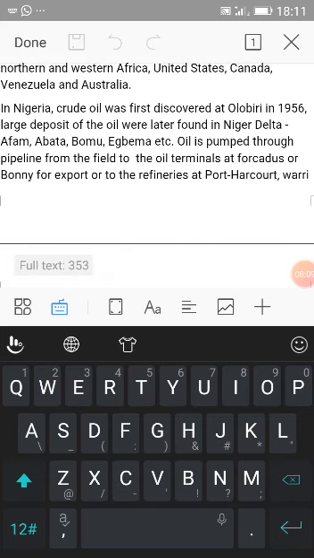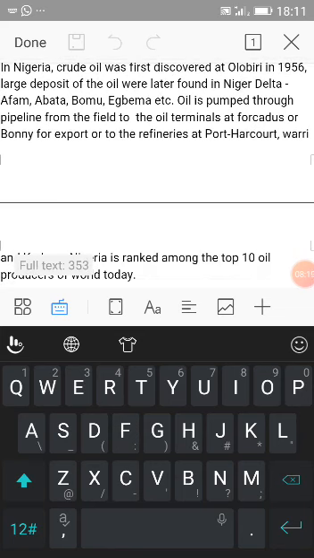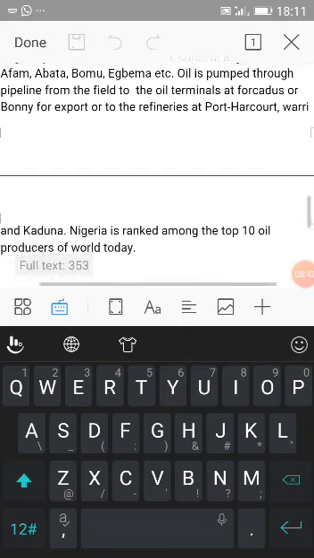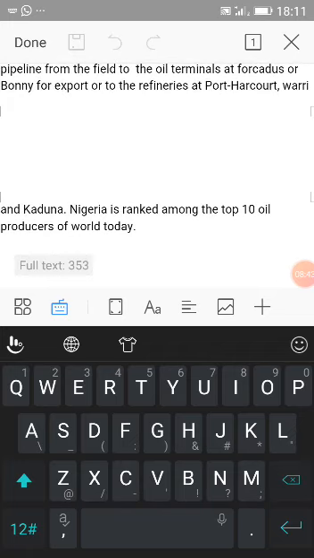Now we have the list of the places. We have Afam, Abata, Bomu, Egbema, etc. There are so many places around the Niger Delta, around Imo, Abia, Anambra State, Port Harcourt, the Rivers, the Delta State itself. Those people, they have oil. So oil is pumped. Now, how is this oil being pumped into the offshore or into the refinery? It is pumped through pipelines from the field to the oil terminals at Forcados or Bonny for export, or to the refineries at Port Harcourt, Warri, and Kaduna.